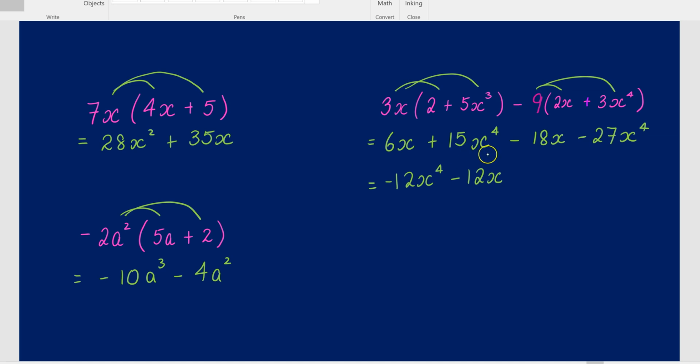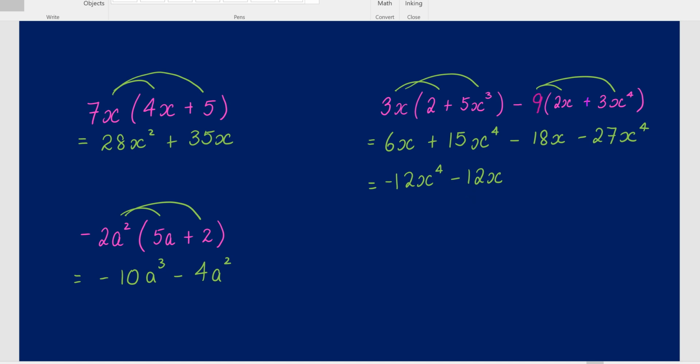So here we've got 15 minus 27, because they're both the x to the 4, the coefficients of x to the 4. So 15 minus 27 is minus 12. Check on your calculators if you're unhappy with negative numbers. And then we've got 6x take 18x. So 6 take 18 is minus 12.